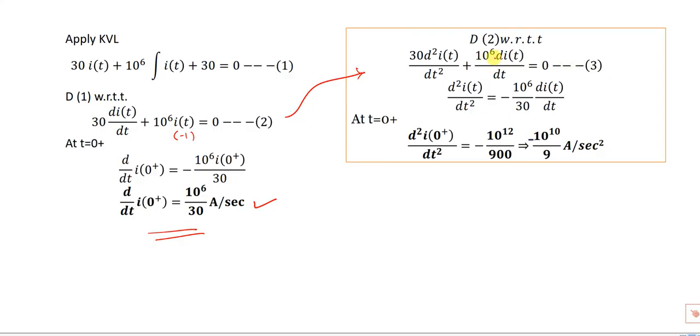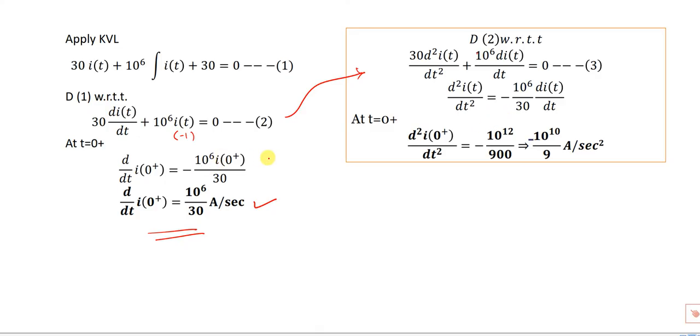And d square I by dt square is equal to this. If you bring the plus term to the right side, it becomes minus 10 power 6 di by dt, and you have to divide by 30. So d square I by dt square is minus 10 power 6 by 30 times the value of di by dt.